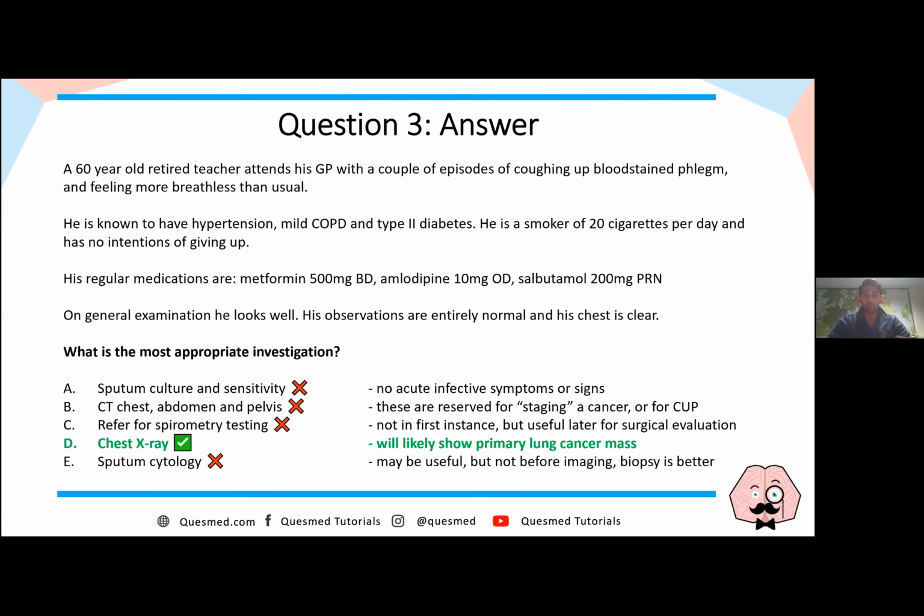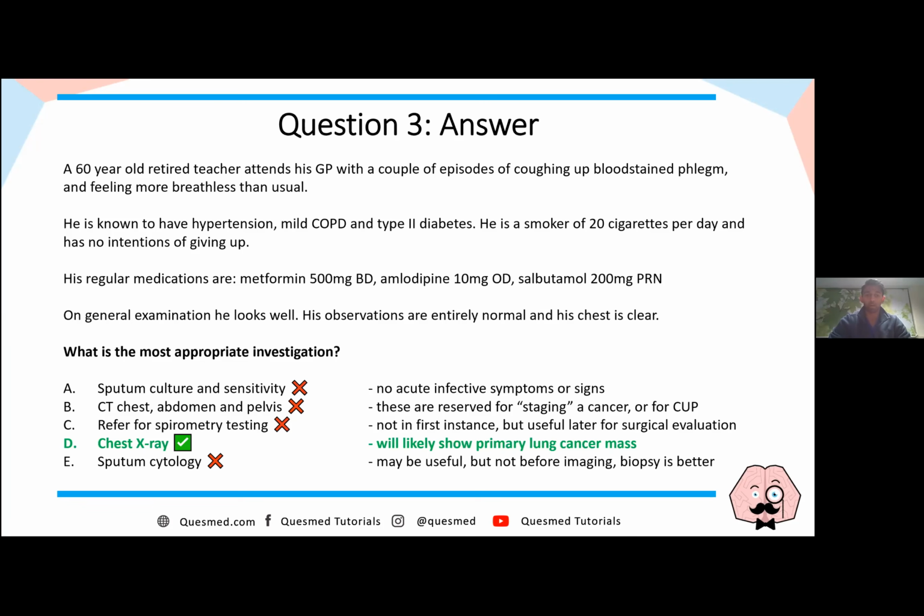The second option, B, CT chest, abdomen, and pelvis, this is a classic oncology investigation, but for staging, meaning we want to know how large a tumor is, which lymph nodes are affected, and are there sites of metastasis. It's generally not the first line investigation for anything, okay? And the only other indication is if you have evidence of metastatic disease and you're not sure what the primary is, okay? So that's what this acronym CUP is, cancer of unknown primary.